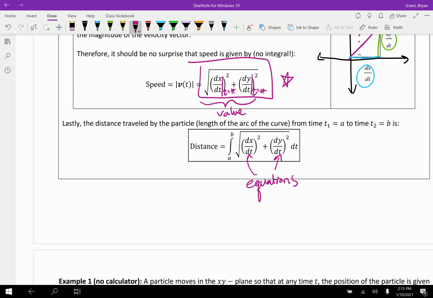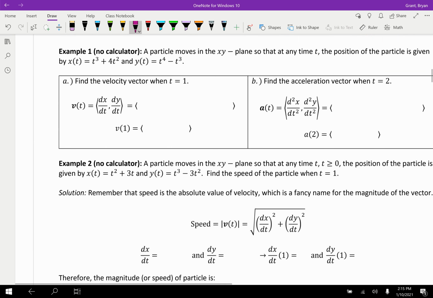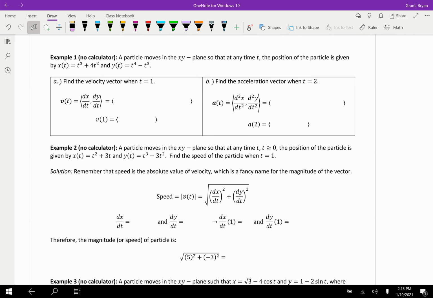So it should make sense that if they say find the speed of the particle, and you find an equation, you have not found the speed. So yeah, we do need to evaluate this at whatever number they're asking you about, versus this one, you're using equations and finding the area underneath those equations. Cool. So, some practice should not be too awful.